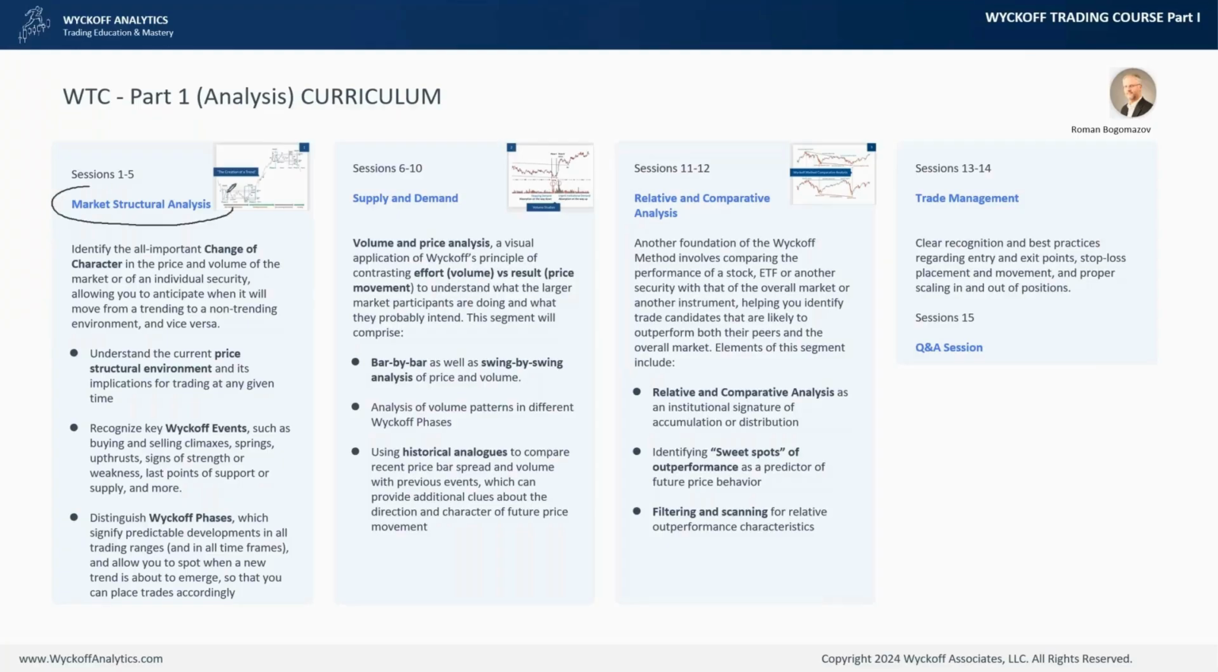We're going to start with the market structural analysis. So what does that encompass? We're going to talk about structure a lot. We're going to talk about price structural environments, different environments. We're going to talk about the changes of character, changes of behavior.